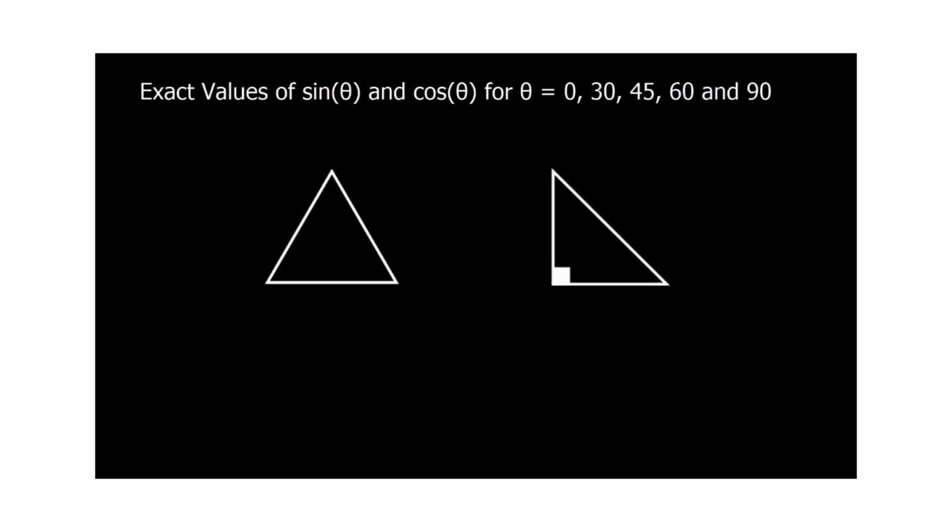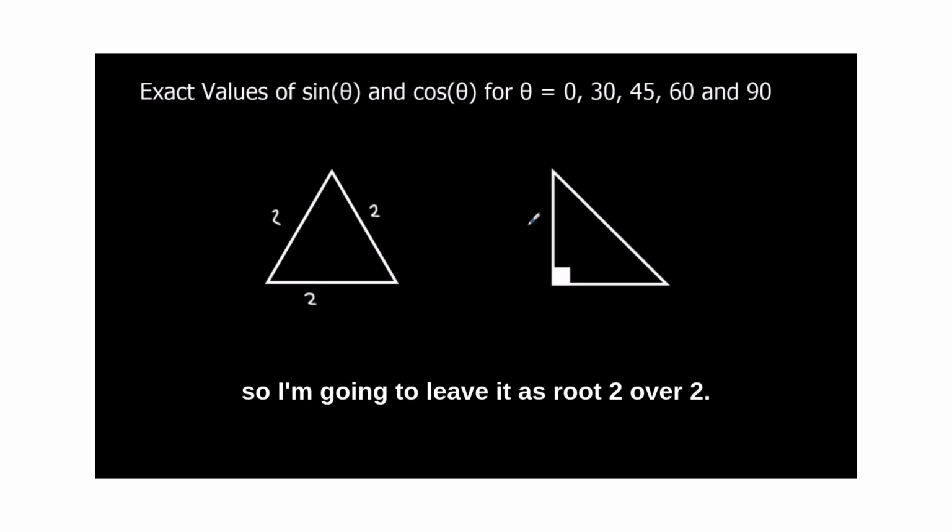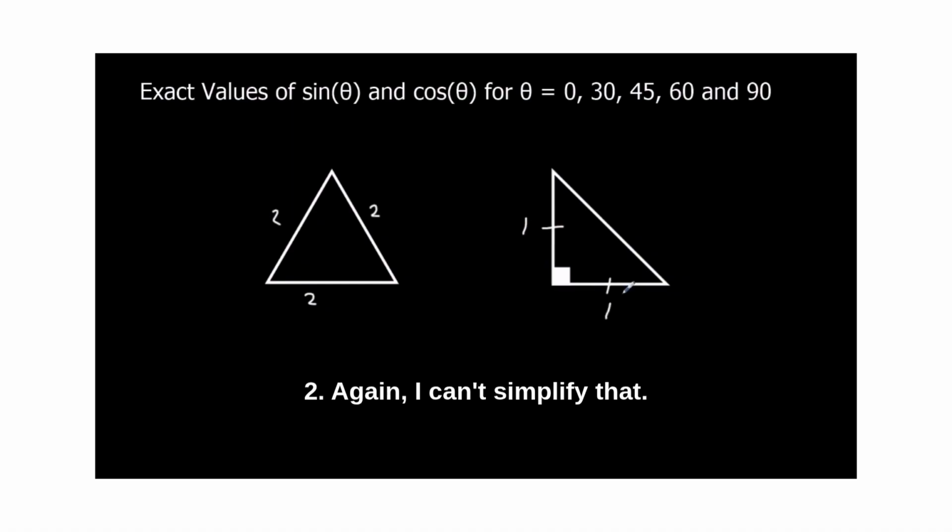So what we're going to do is look at these two triangles. Here I've got an equilateral triangle, so each side is the same, each side's 2, and a right-angled isosceles triangle, so these two lengths are equal and they're both 1. So we're going to look at that.